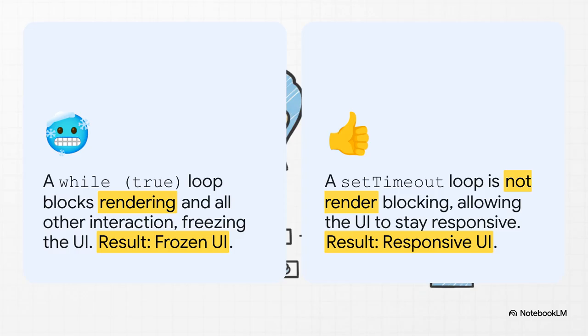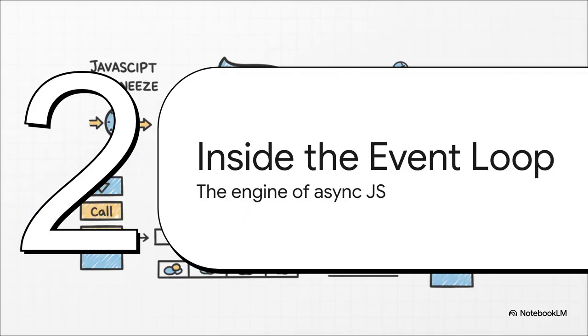But now look at the right. We're also doing a loop, but this time we're using something called setTimeout. This version, it doesn't freeze the UI at all. The page stays completely responsive. Now, they both kind of do the same thing, but one is a blocker and the other isn't. The key to understanding all of async JavaScript is right here, in answering one simple question: why? And to answer that why, we've got to look under the hood.